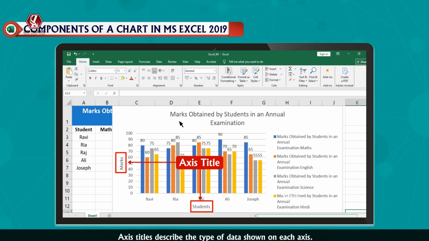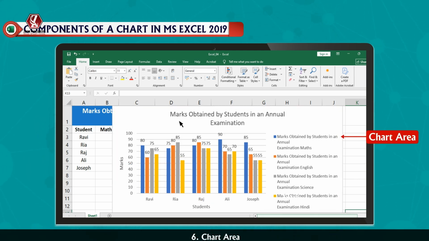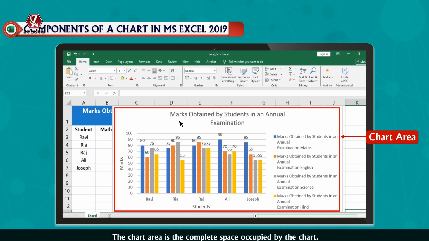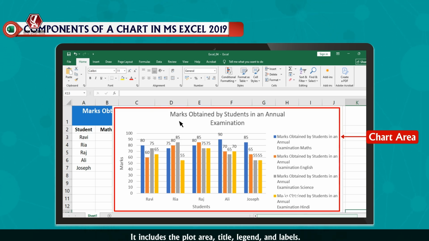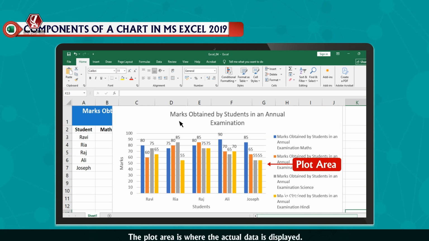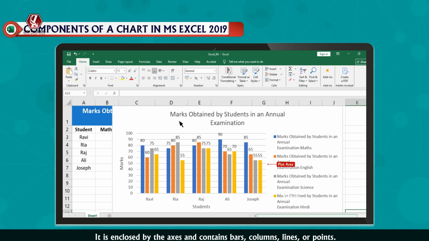Axis titles. Axis titles describe the type of data shown on each axis. They can be added to the x-axis, y-axis, and even the z-axis in 3D charts. Chart area. The chart area is the complete space occupied by the chart. It includes the plot area, title, legend, and labels. Plot area. The plot area is where the actual data is displayed. It is enclosed by the axes and contains bars, columns, lines, or points.